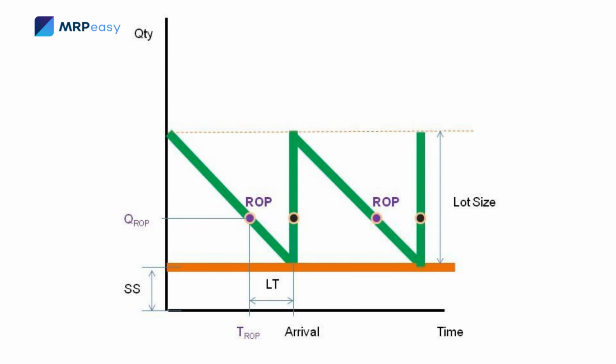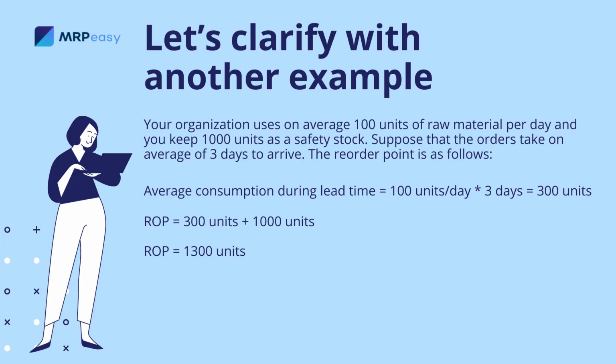As you probably know, the safety stock, SS, is the stock that covers fluctuations in demand. If for any reason your supplier delays the delivery of an item or the consumption rate increases, the safety stock will cover the shortage of items. The next time you release a purchase order, you will cover the consumed safety stock plus the lot size. Let's clarify with another example.